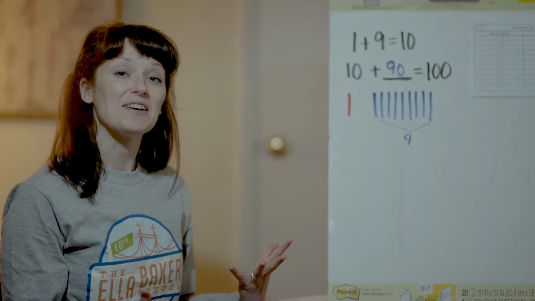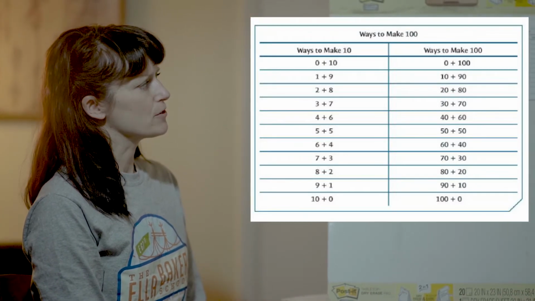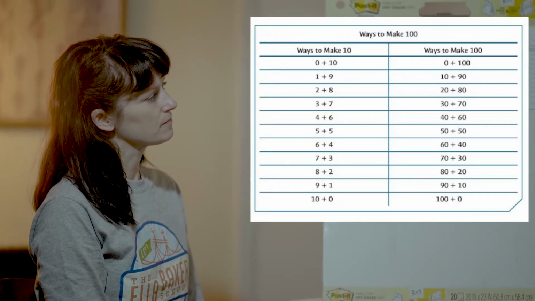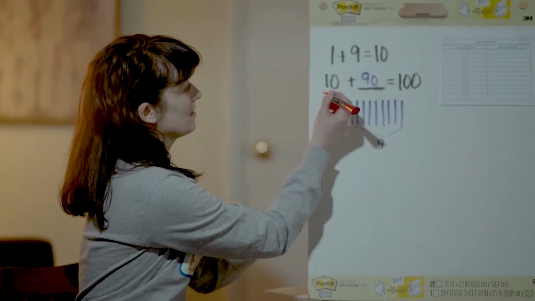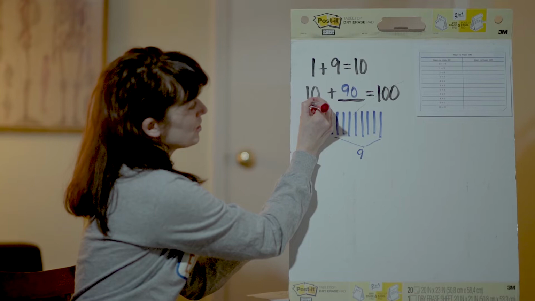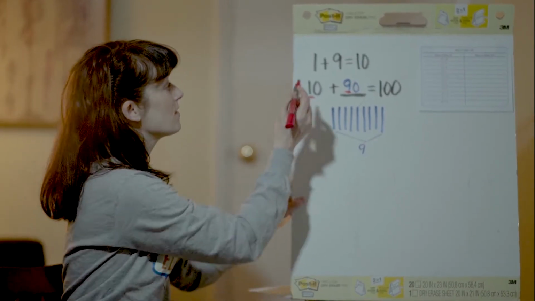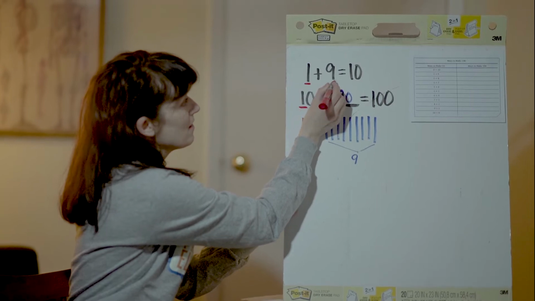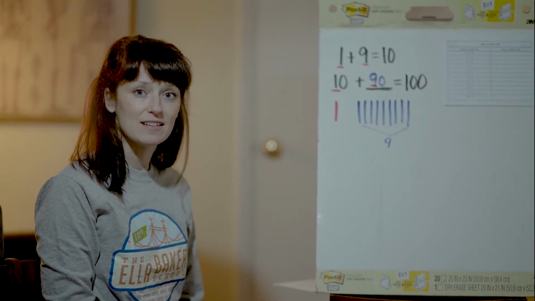So now that we've filled in our chart, let's take a look at it and see what we notice. What kind of patterns do you see? So you may notice that the tens digit in the combinations of 100 is the same as the ones digit in the combinations of 10.